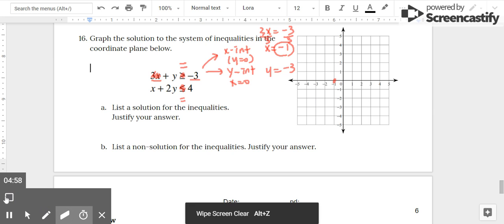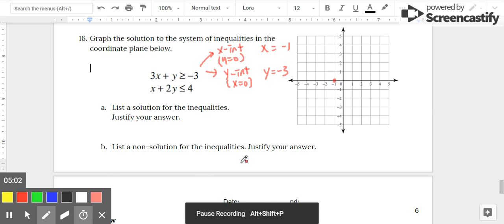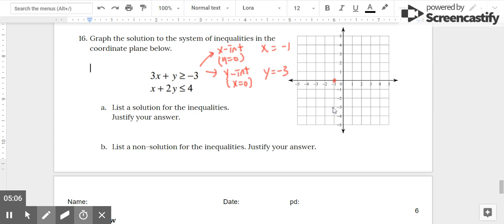All right, let me erase this. Let me just rewrite it again. So it is going to be x-intercept negative 1, y-intercept negative 3. So negative 3, and then you connect this. Before you connect, you need to decide if it's going to be dashed or solid. What do you think?